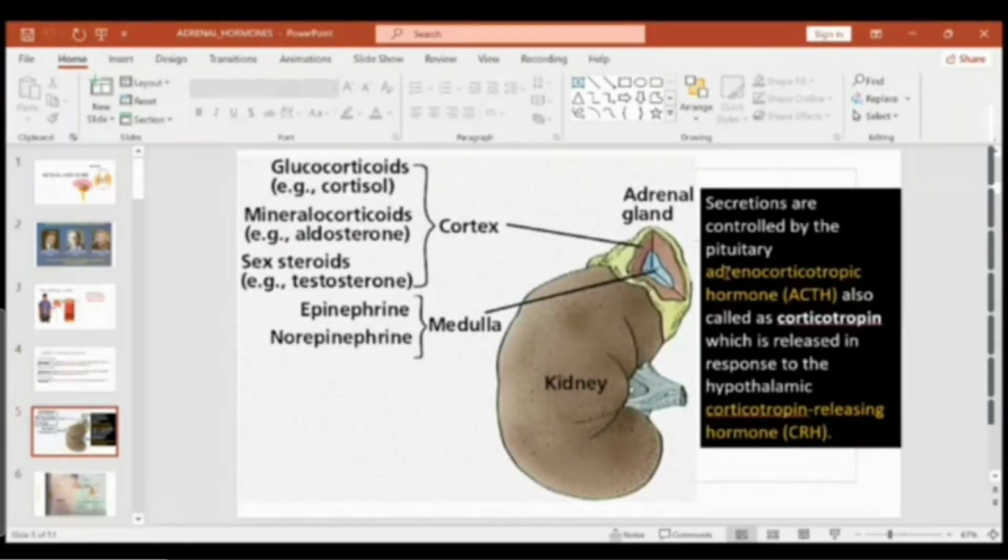So I went ahead and said that the adrenal cortex is under the control of the anterior pituitary gland, which secretes ACTH, and the anterior pituitary gland is under the control of the master gland, which is the hypothalamus, which secretes CRH.